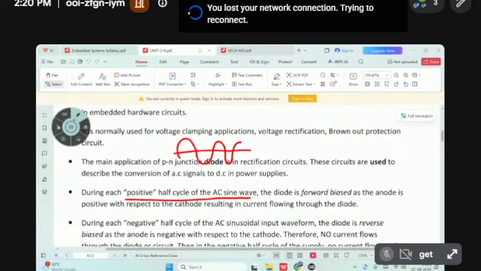It will be forward biased as the anode is positive with respect to the cathode, so that the resulting operation should be performed with the diode only. Means the current should move. The current may flow from one direction to the other direction.